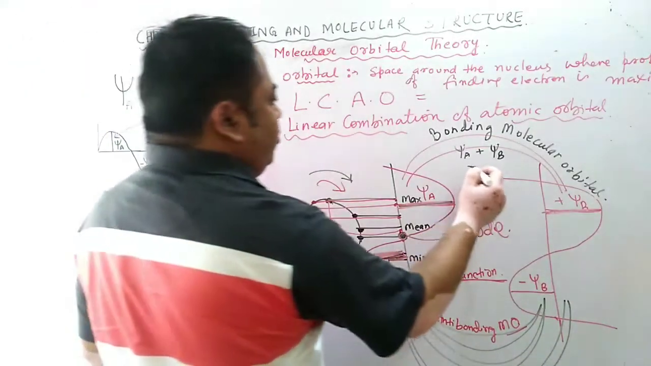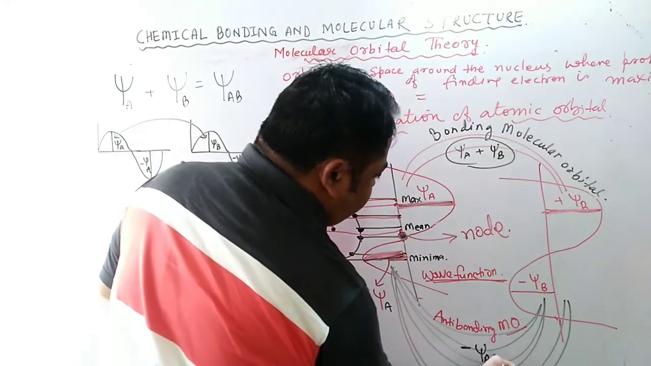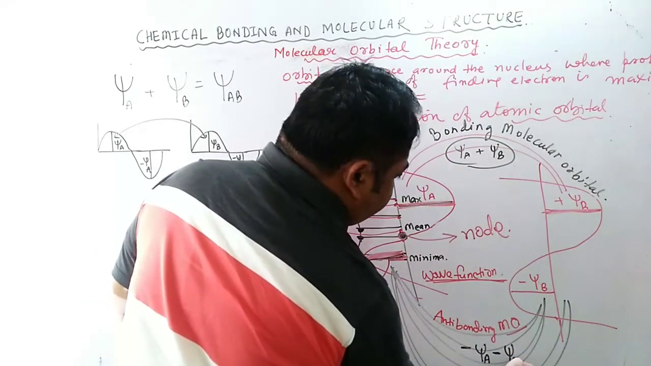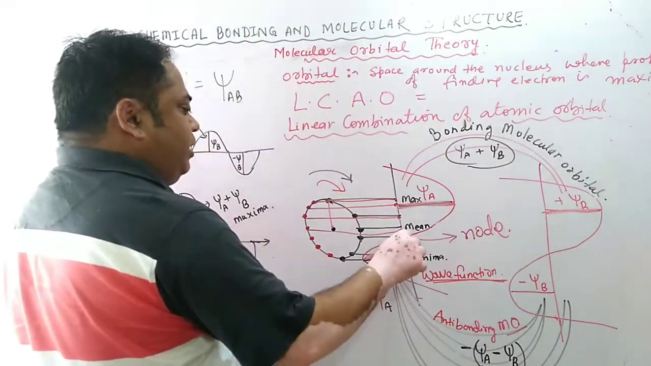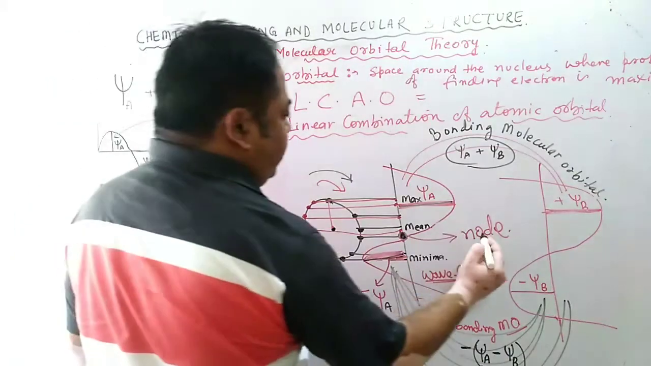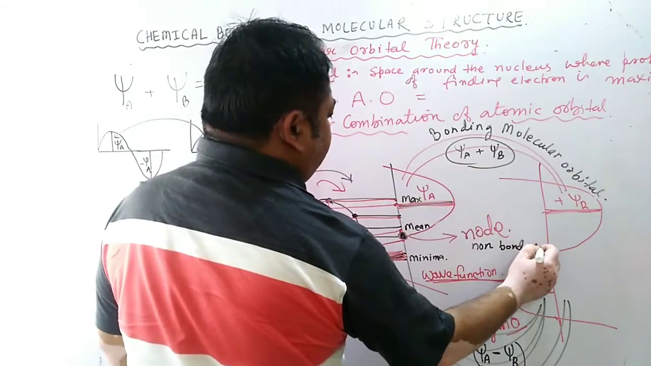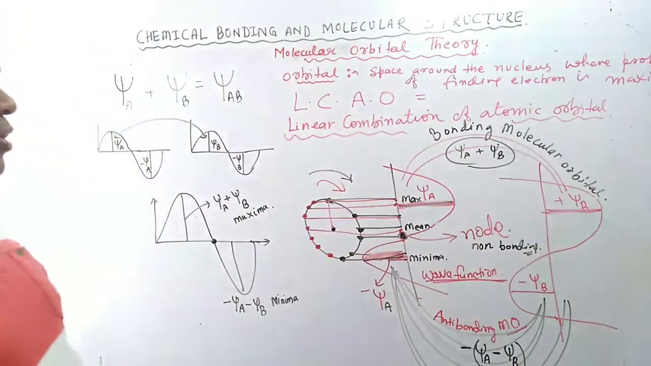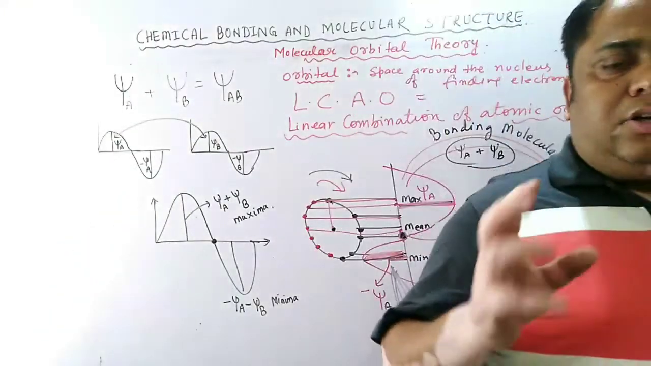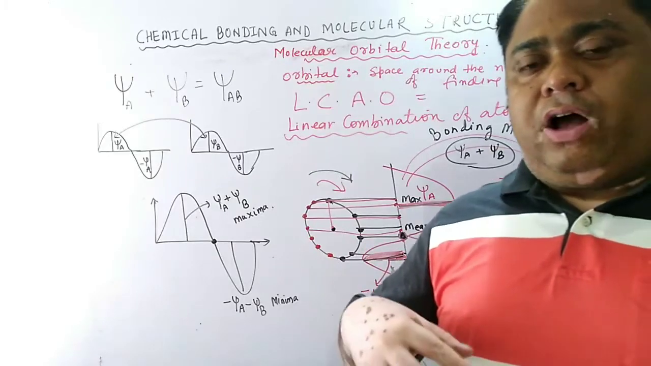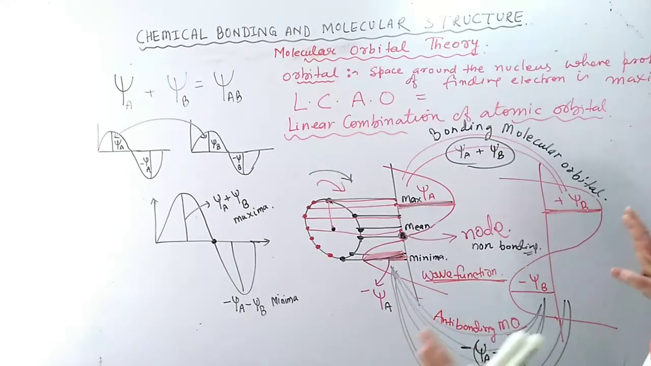So this is the bonding molecular orbital, and this will be the anti-bonding orbital. And what about the mean position? At the mean position it will be a non-bonding node. So this was the analogical way of understanding the particle nature of the electron in an orbital, and how it is represented in terms of waves. That is it. For this much it is okay.